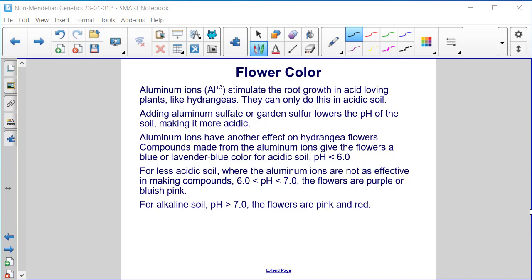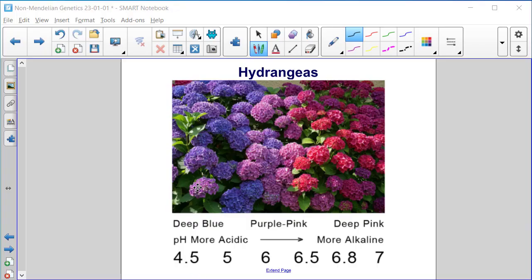Compounds made from the aluminum ions give the flowers a blue or lavender blue color for acidic soil with a pH of less than 6. For less acidic soil, where the aluminum ions are not as effective in making compounds, a pH of between 6 and 7, the flowers are purple or bluish pink. For alkaline soil with a pH greater than 7, the flowers are pink and red. So you can see in this bunch of hydrangeas here that as we go from more acidic to more alkaline, we go from a deep blue to a purple pink to a deep pink.